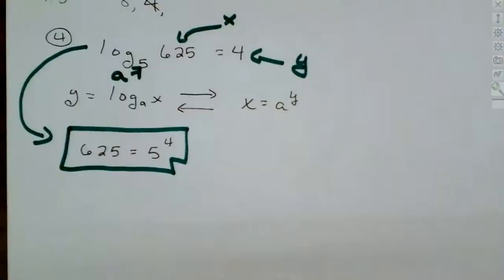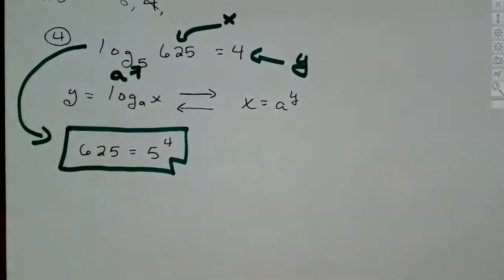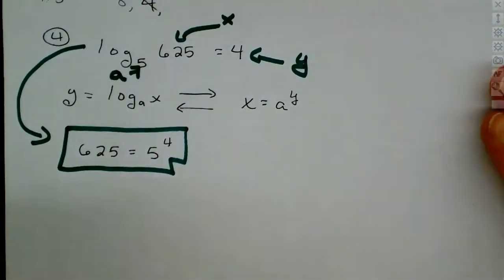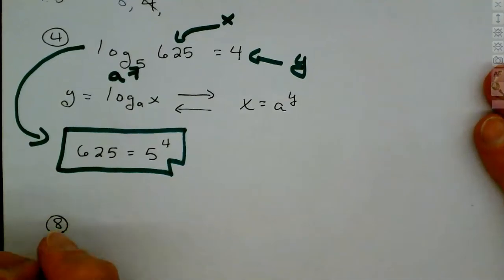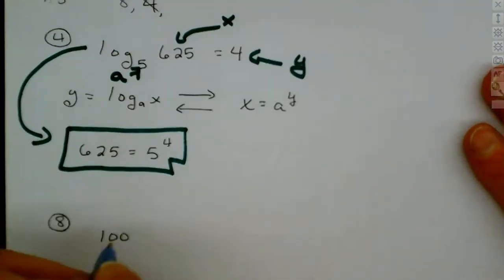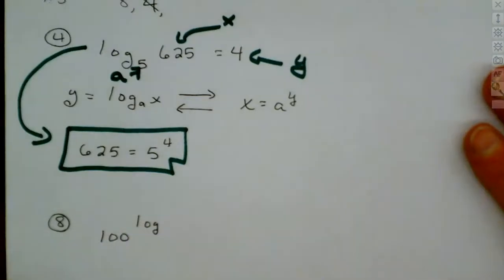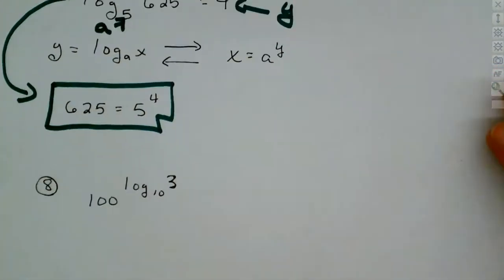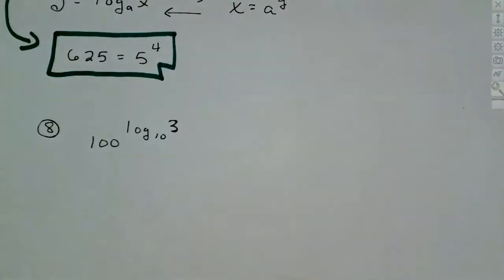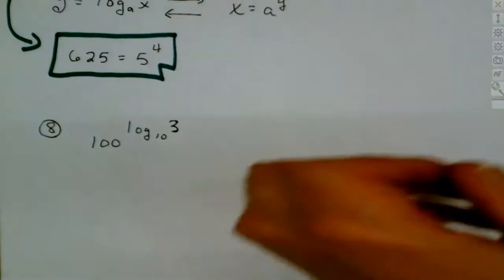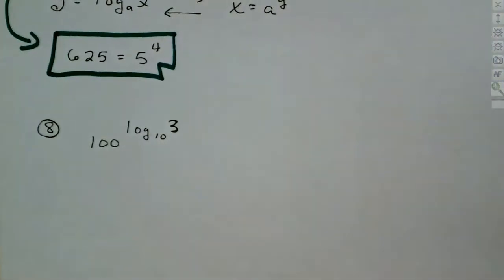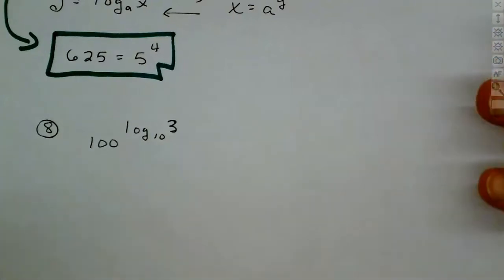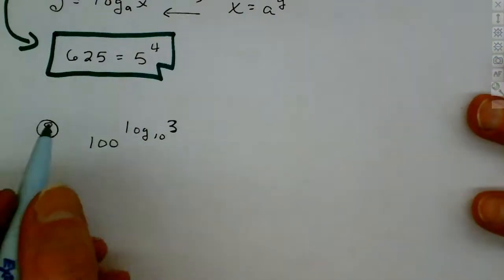Question 8 is 100 to the power of log base 10 of 3. Now, there are a couple of different ways of working this one out. What I'm going to have you do is just use your calculator. You can also use the rules of exponents as well. But let's go ahead and just use our calculator.